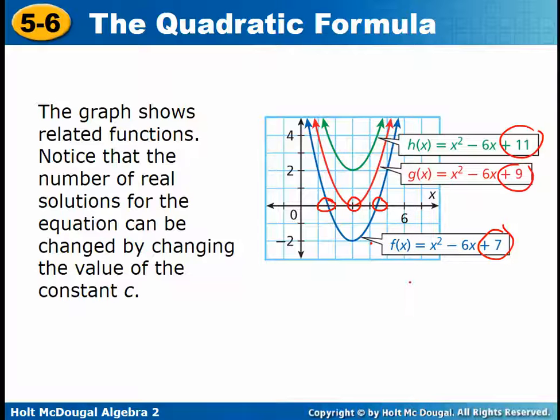So we learned about translations, and we know that this at the end changes how far up or down you're going to move it, and that's the result that you see here. Now, it needs to be written in vertex form to see exactly how that's going to change it, by how much, but you can see that changing the value of C is going to change how many real or non-real solutions you have.